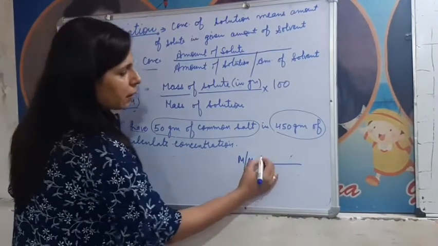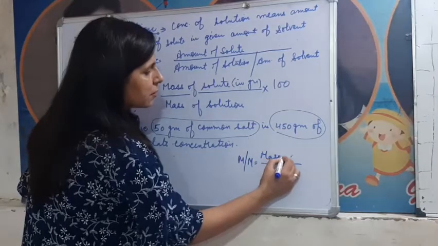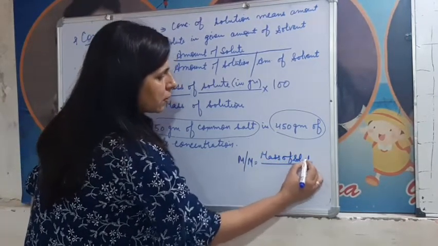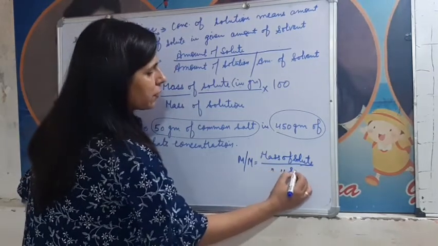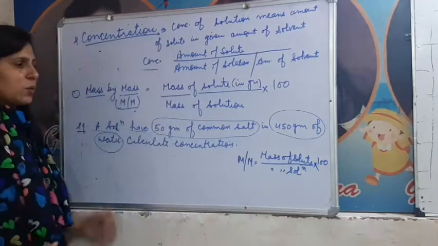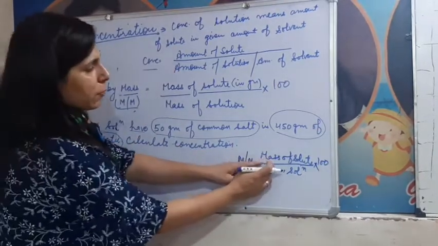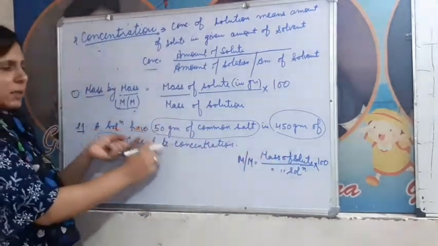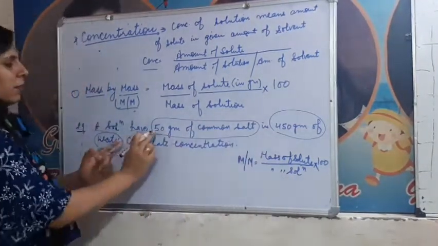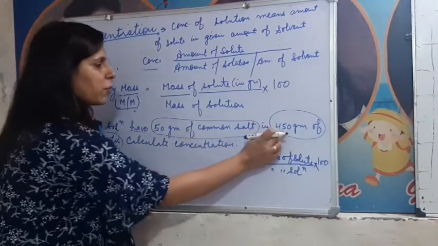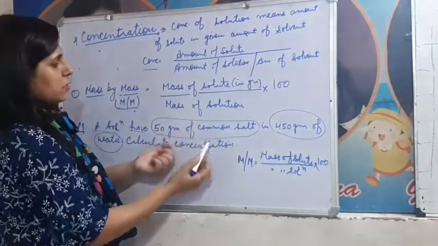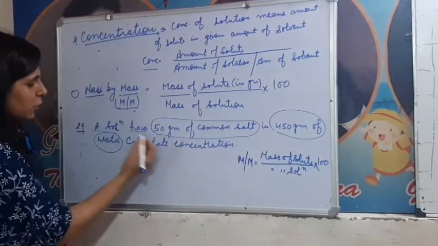Mass by mass, that is mass of solute divided by mass of solution and multiplied by 100. So first we judge what amount of mass of solute is given in the statement and what amount of mass of solution is given in the statement. We have 50 gram of common salt and 450 gram of water. So by seeing the amount, you may judge that the common salt is solute.